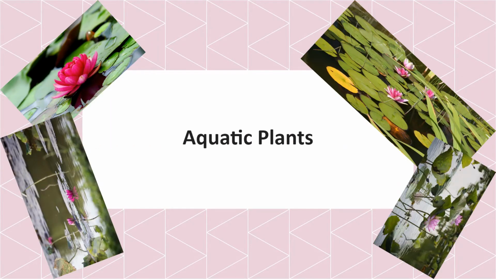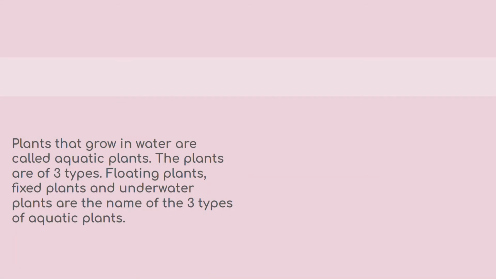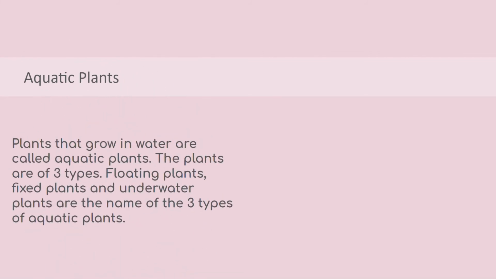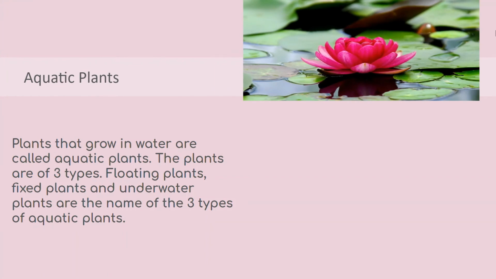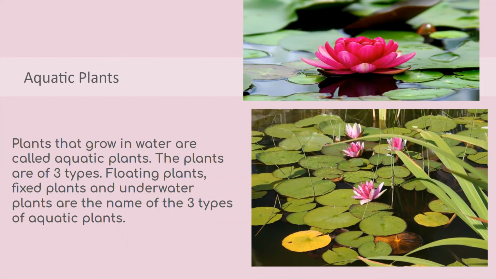Aquatic plants. Let's learn about aquatic plants. Plants that grow in water are called aquatic plants. The plants are of three types: floating plants, fixed plants and underwater plants are the names of the three types of aquatic plants. This is the first picture and this is the second picture. See here, there are the leaves at the bottom of the flower.